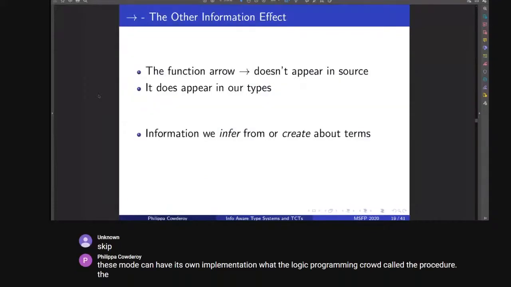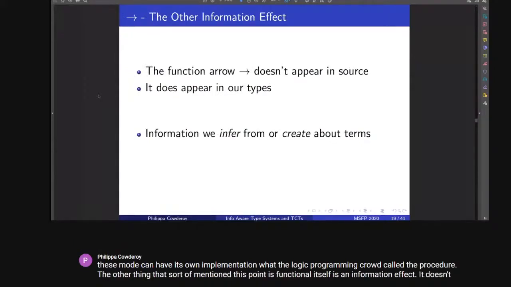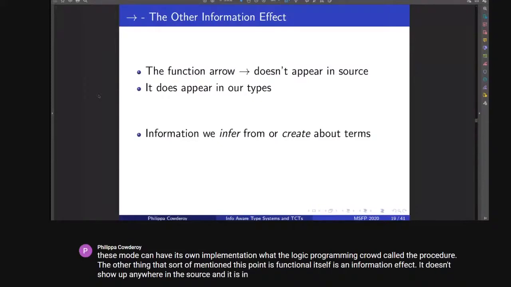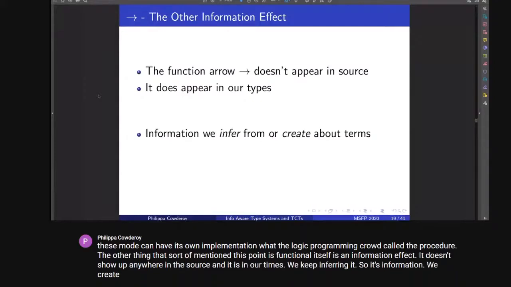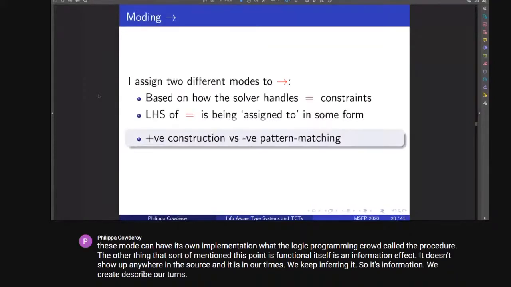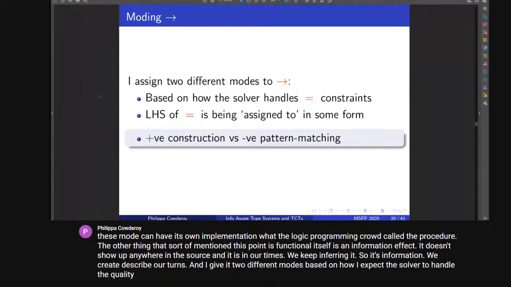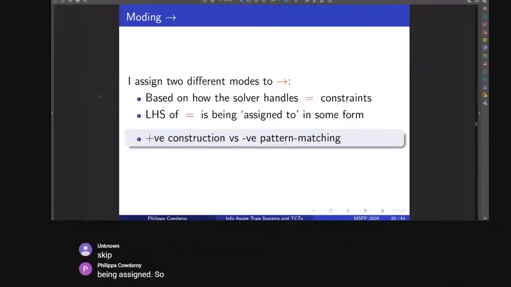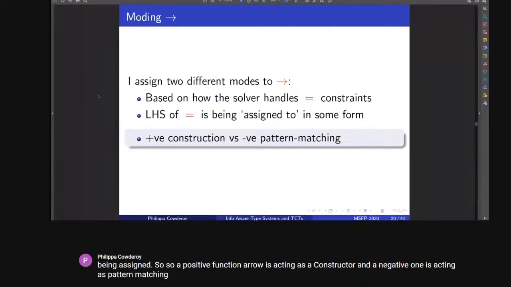The other thing that's worth mentioning at this point is that the function arrow itself is an information effect. It doesn't show up anywhere in the source, and it is in our types. We keep inferring it, so it's information we create to describe our terms. And I give it two different modes based on how I expect the solver to handle equality constraints involving it, so that the left-hand side is still being assigned to. So a positive function arrow is acting as a constructor, and a negative one is acting as pattern matching, as it happens, introduction versus elimination.